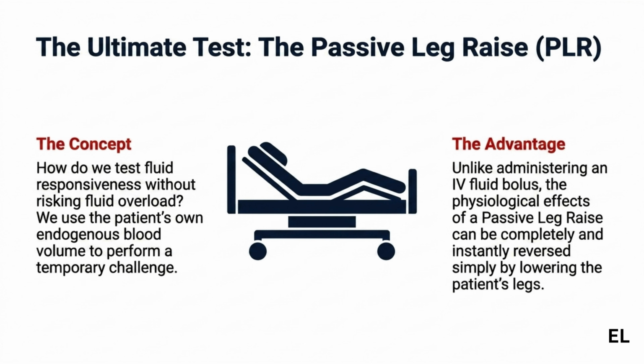The passive leg raise, or PLR, is often considered the ultimate bedside test for fluid responsiveness. The concept is simple. Instead of administering an actual fluid bolus and risking fluid overload, the patient's own venous blood is used as a temporary and reversible preload challenge. By elevating the legs, blood stored in the lower extremities is shifted toward the central circulation and the heart. This creates a transient increase in preload similar to a fluid bolus. The major advantage of the passive leg raise is that its effects can be completely reversed simply by lowering the legs again. As a result, clinicians can safely evaluate fluid responsiveness without exposing patients to unnecessary fluid administration.